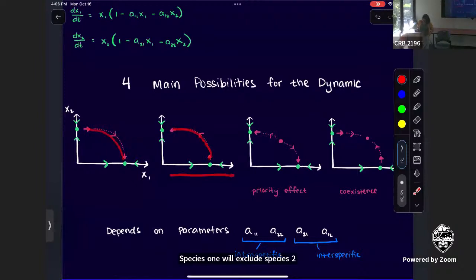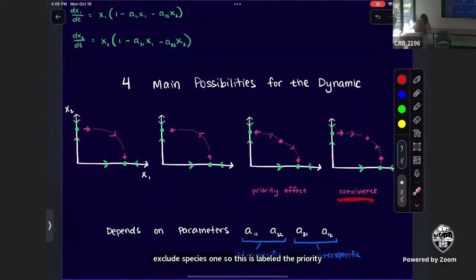Species 2 can exclude species 1. And then here you see an interesting pattern where it depends on the initial starting point of the population whether species 1 excludes species 2 or species 2 excludes species 1. So this is labeled the priority effect because of that dependence on initial condition.